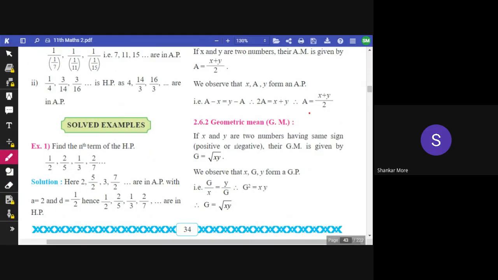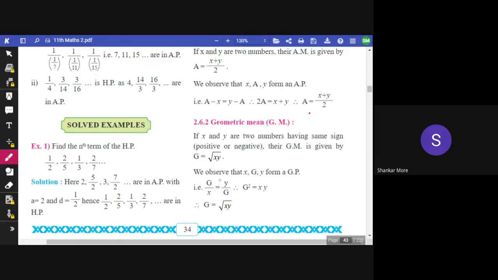What is geometric mean? If x and y are two numbers having the same sign, positive or negative, then their geometric mean is given by G is equal to root of x multiplied by y. Why have they said that they must have the same sign? Because if the signs are different, the sign of x is positive and the sign of y is negative, then the value in this square root term will be negative, and it is going to be imaginary. We have seen this in the last chapter. So they must be either both positive or both negative.